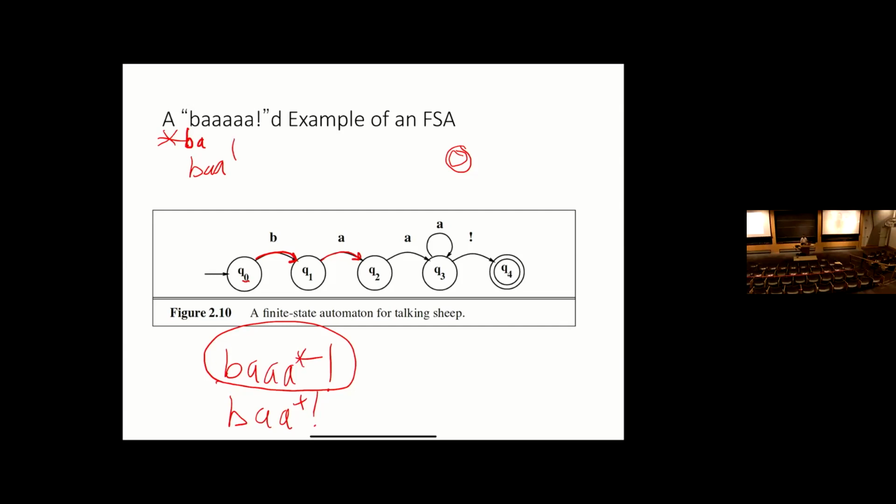So this would be accepted. This would not. This would not. If you can read that, then you're getting an A for sure.